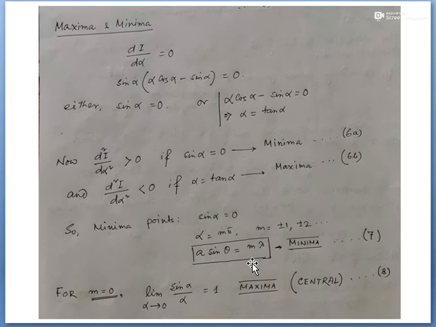Now for m equals 0, I neglect the term alpha equal to 0 here. For alpha equal to 0, that is the central point, the central fringe. So for the central fringe, alpha tends to 0, and the value of sine alpha by alpha is 1. So this gives the condition of maxima, that is the central maxima.